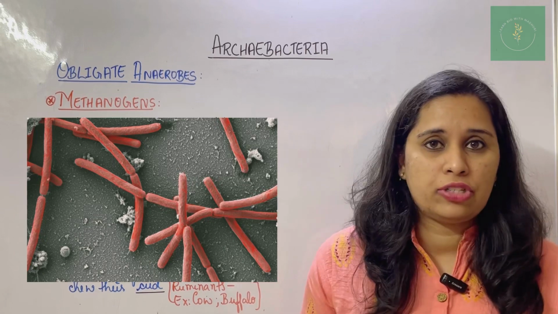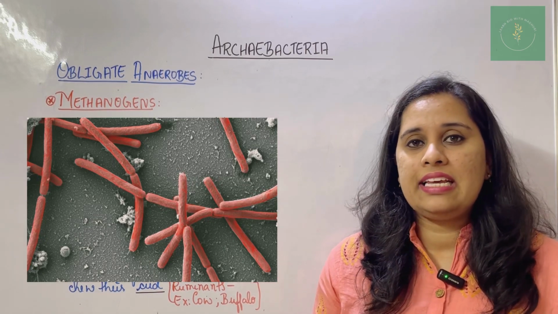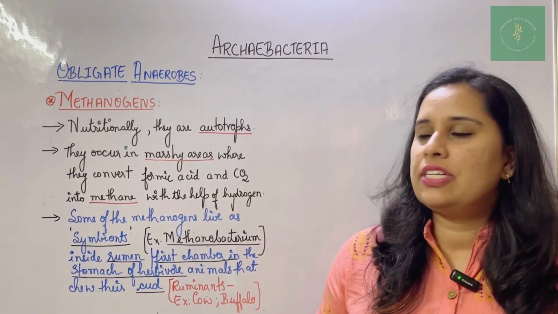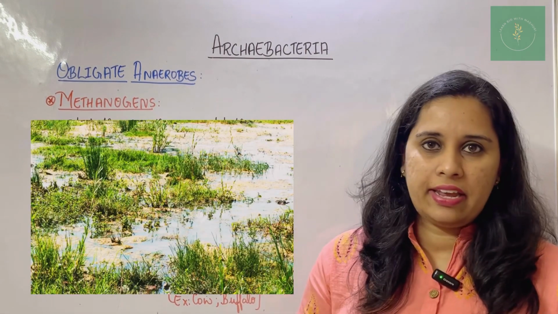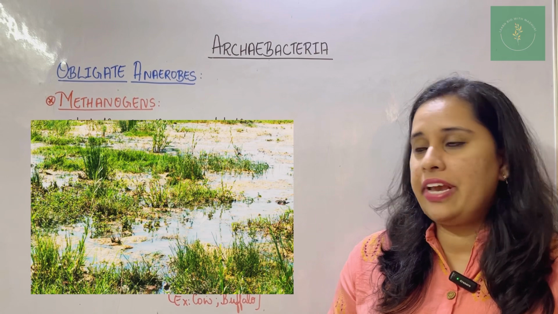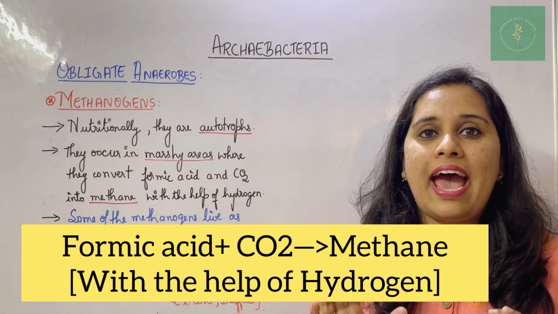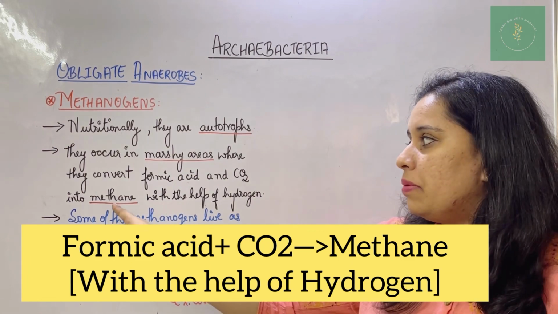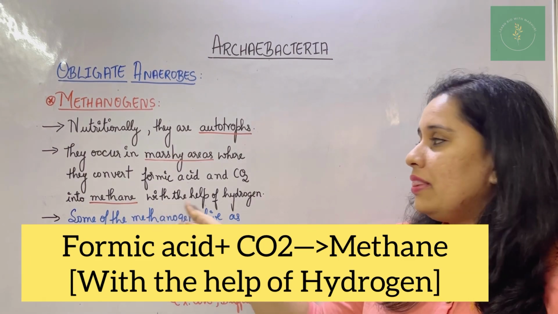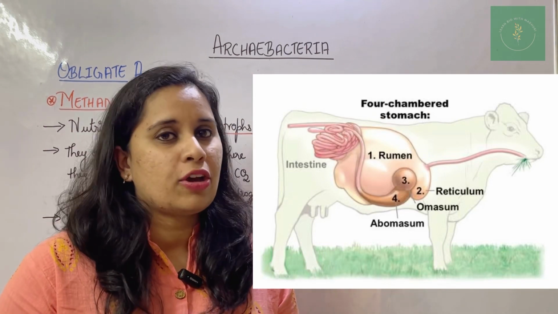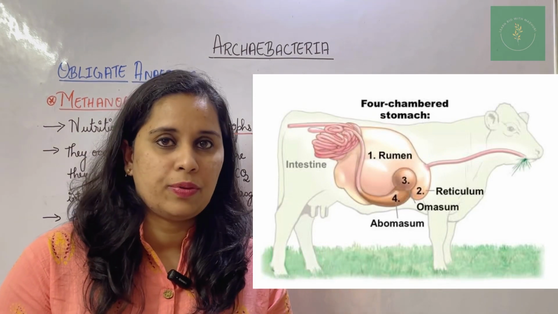We have learned that under obligate anaerobes there is only one Archaebacteria, and that is a very important Archaebacteria called Methanogens. Nutritionally, these are autotrophs. Very important point to be noted here. Methanogens live in marshy areas. Why marshy areas? Because they can convert formic acid and carbon dioxide to liberate methane with the help of hydrogen. On the screen you can see the stomach of the herbivore, that is cow.